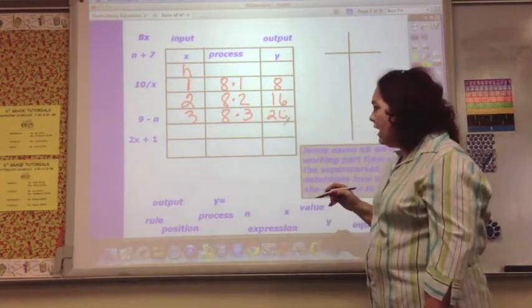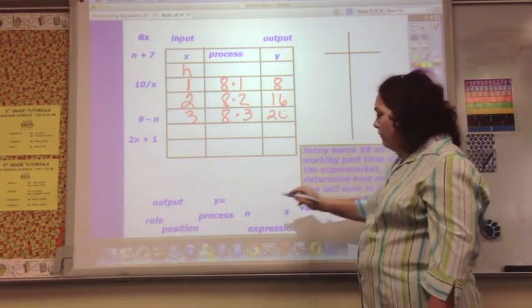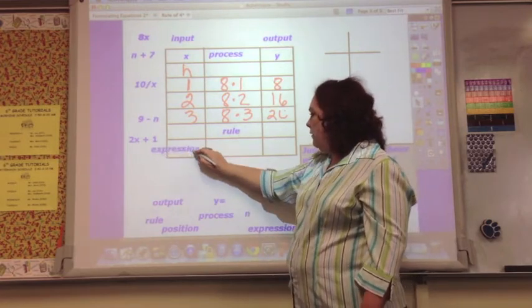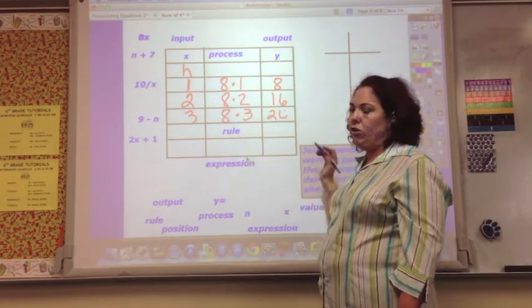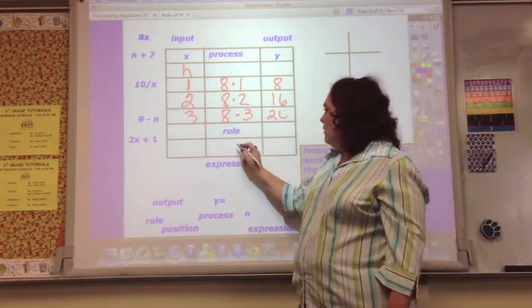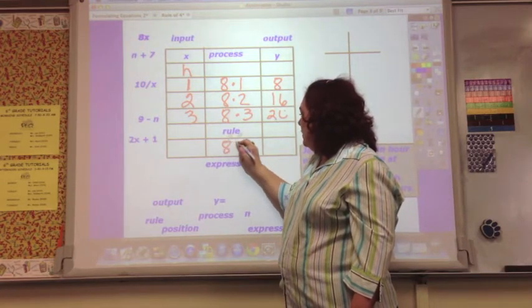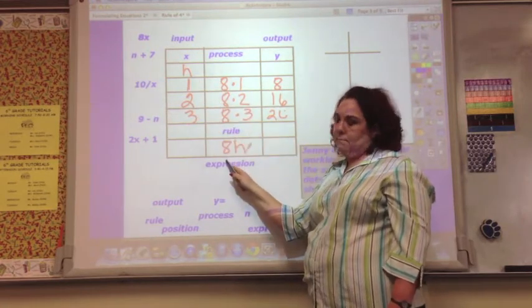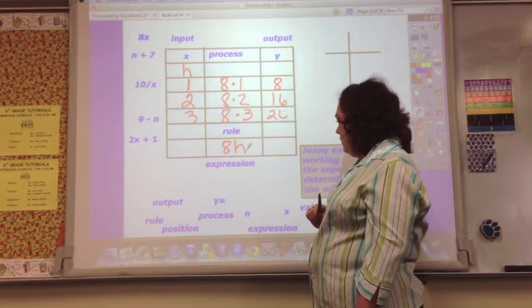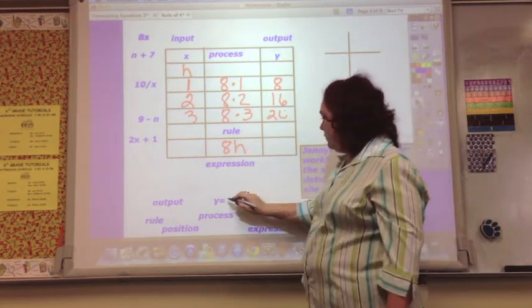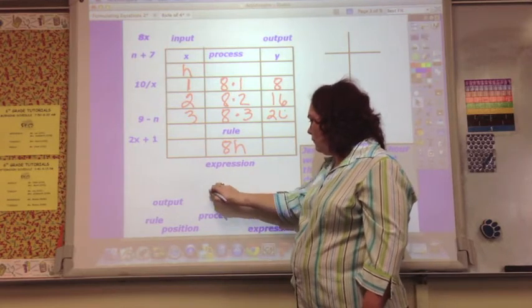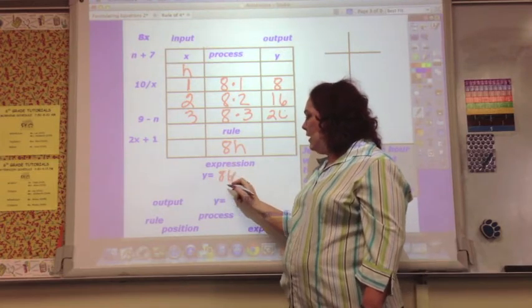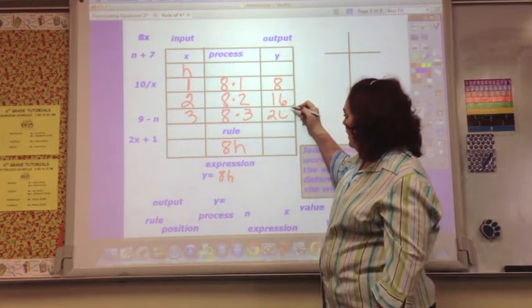Okay, so you can start to see that. So my rule, what's going on in here, or my expression, same thing, rule and expression, same thing, is 8 times h. The only thing that's changing is this h. The 8 staying the same. So my equation is just 8h. Y equals 8h, because that's what it's showing up here.